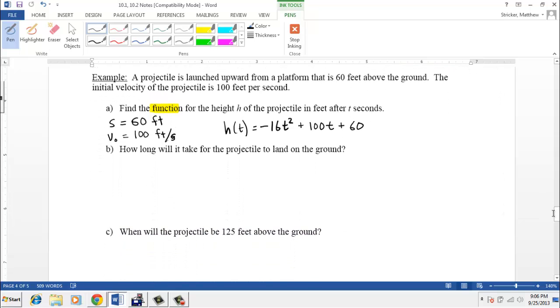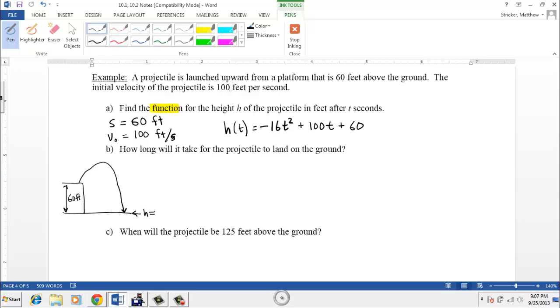Now it says, how long will it take for the projectile to land on the ground? Well, let's think about this. If the projectile is launched from a building that's 60 feet up in the air, it's launched from that building, and it flies up, it reaches its maximum height, and it comes back down, and it hits the ground. When it hits the ground right here, at that point the height is equal to what?